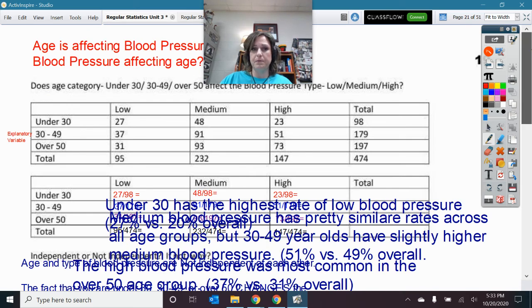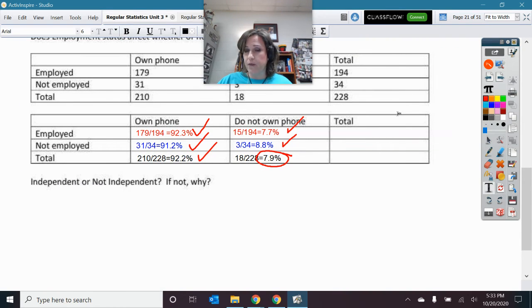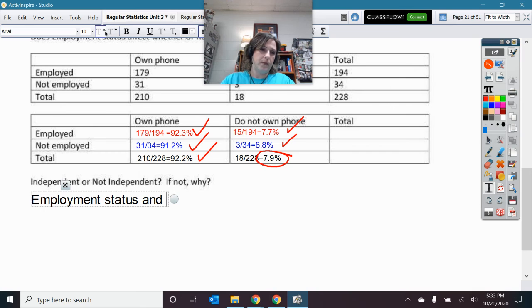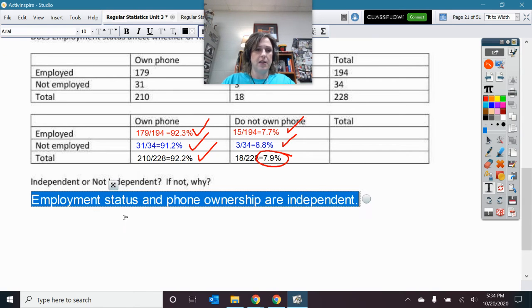Okay, so let's write it up. Remember our 3 things, how we write things up. Here we go. Make a statement. First statement is, let's see, what is it? Employment status and phone ownership are independent. The fact that you are one thing, they are independent. So there we go. There's our statement.